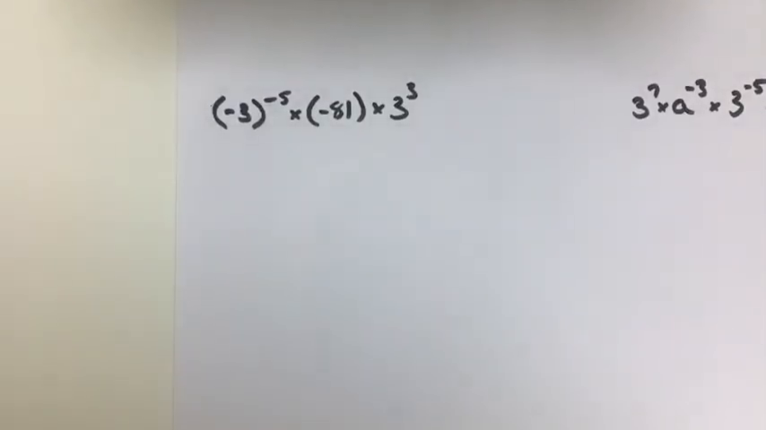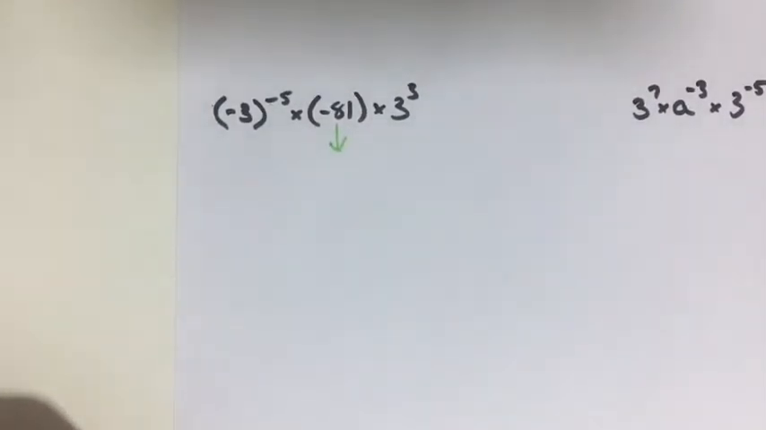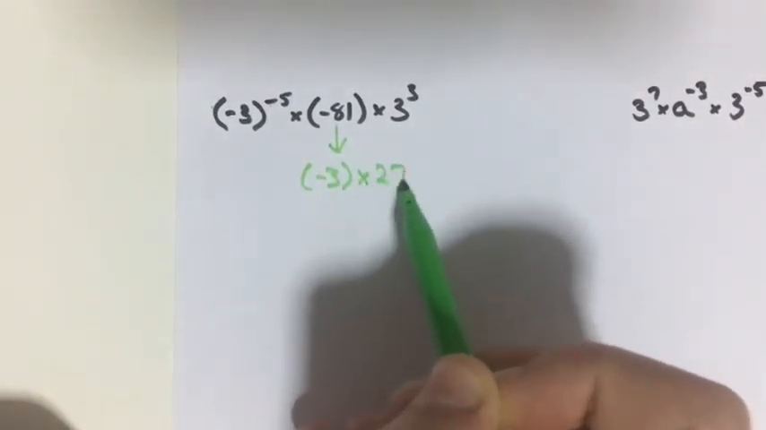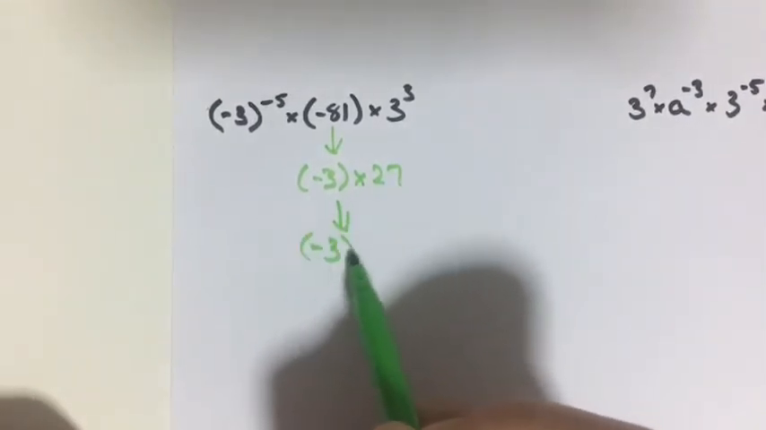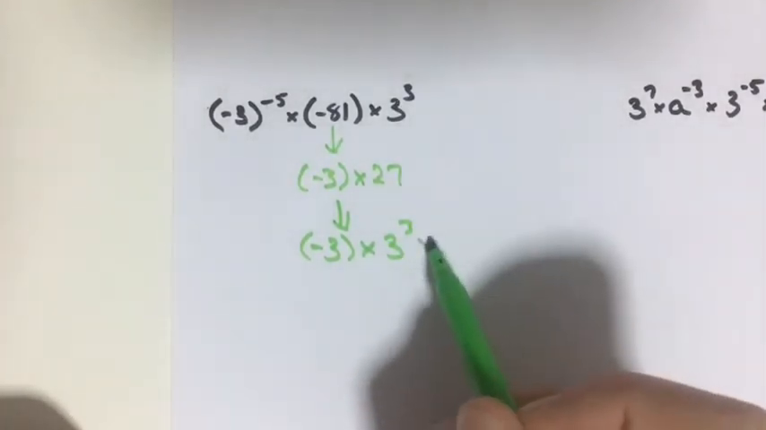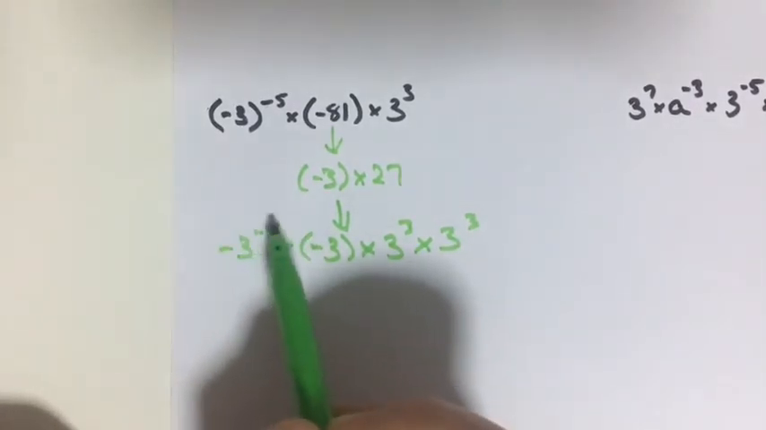We have negative 3 to the power of negative 5 times negative 81 times 3 to the power positive 3. Now, the first thing we can do, let's look at our negative 81. Well, let's say negative 81 is equal to negative 3 times 27. We can go one more time and say negative 3 times 3 cubed times 3 cubed times negative 3 to the power of negative 5.